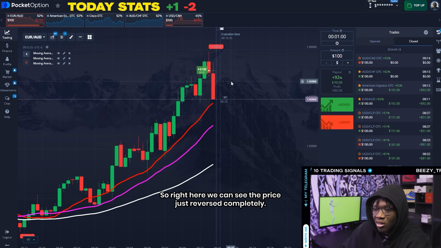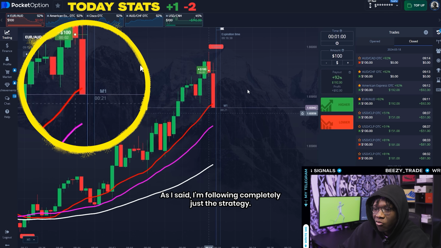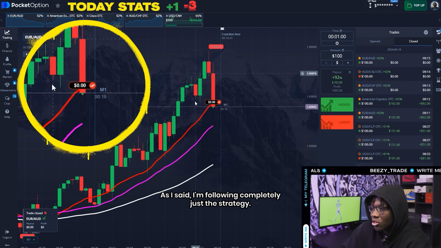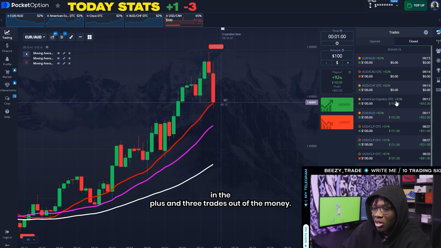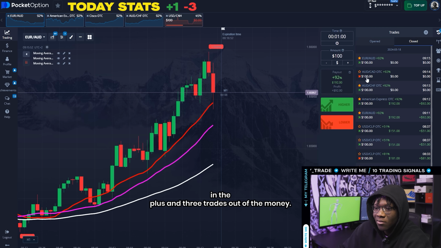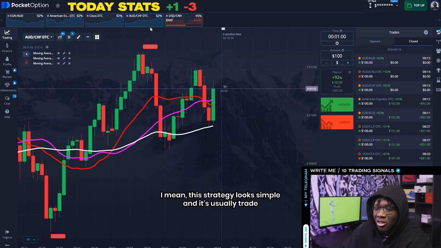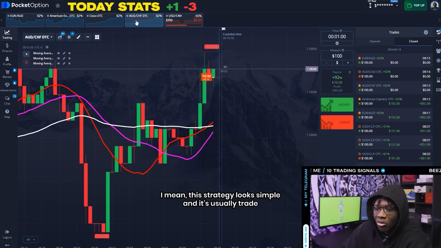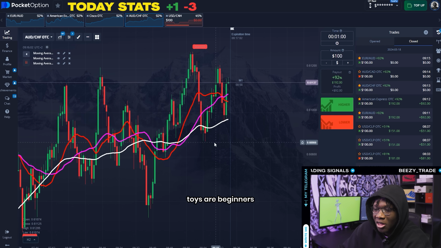So right here, we can see the price just reverse completely. As I said, I'm following completely just the strategy, and you can see that's our third loss. So we're two trades in the plus and 3 trades out of the money. So despite the fact that this strategy looks very simple, and it's usually targeted towards beginners.